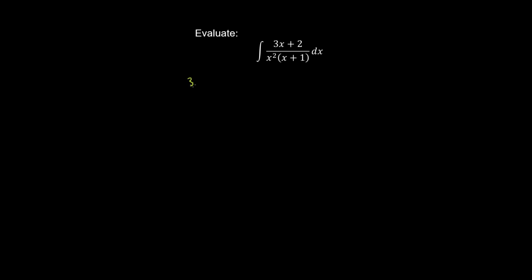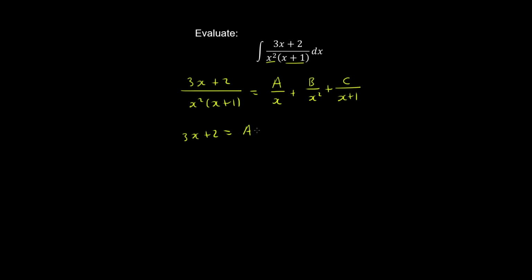Let's evaluate this integral. So the degree of the polynomial in the numerator is smaller than that of the polynomial in the denominator, so we can use partial fractions. And what we have is a repeated linear factor, so we write a on x plus b on x squared, and then plus a distinct linear factor, so we have c on x plus 1. And now if we multiply through by the denominator, we get 3x plus 2 is equal to a by x plus 1 plus b by x plus 1 plus cx squared.